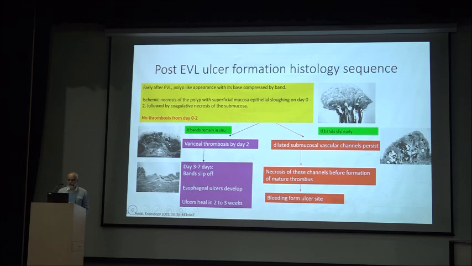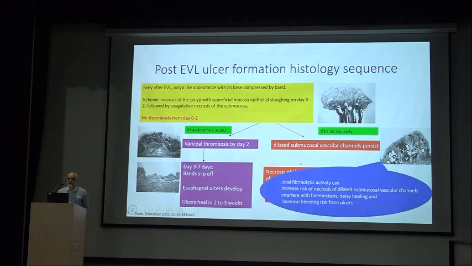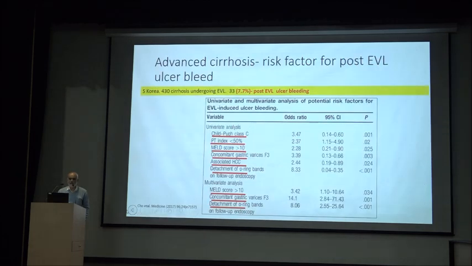So early bleeding can occur if the band slips early, whereas if bands remain in situ, then delayed ulcer bleeding can occur. Local fibrinolytic activity can increase the risk of necrosis of dilated submucosal vascular channels. They interfere with hemostasis, delay healing, and increase bleeding risk from ulcers. And advanced cirrhosis has been shown to be a risk factor for post-EVL ulcer bleed.